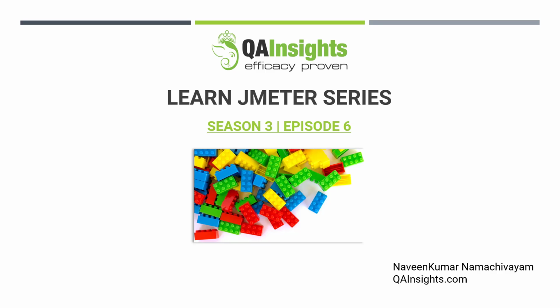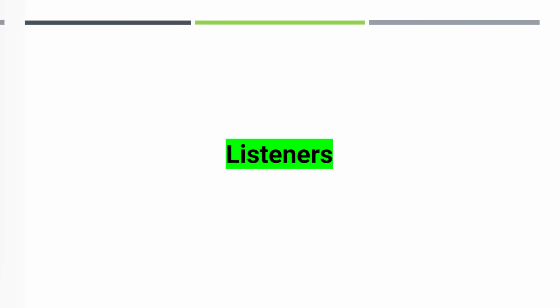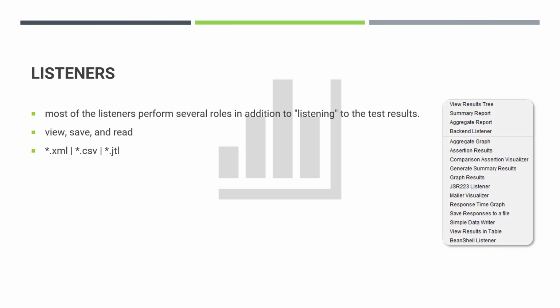Welcome to Learn JMeter series. In this season 3, episode 6, we are going to see about listeners in JMeter. Most of the listeners perform several roles in addition to listening to the test results. So this is the official definition of listeners.